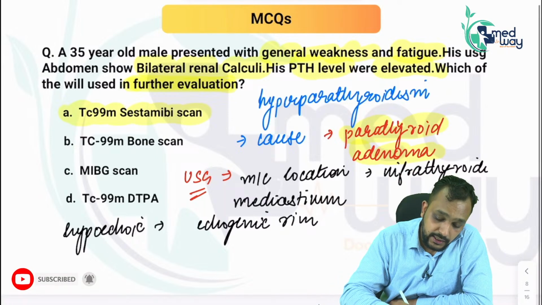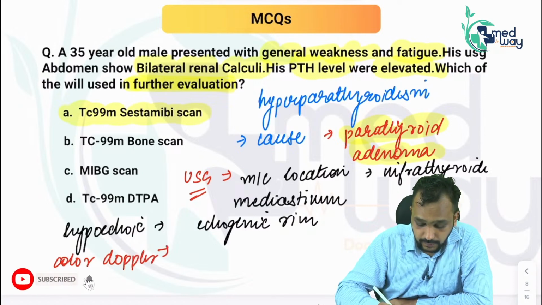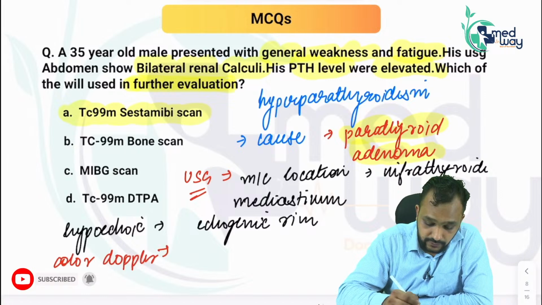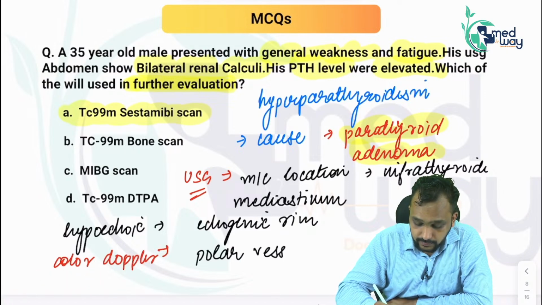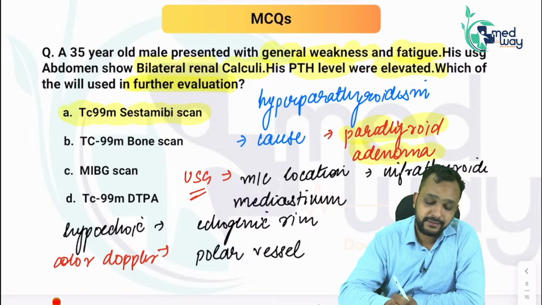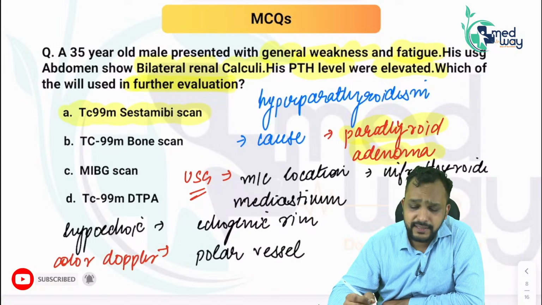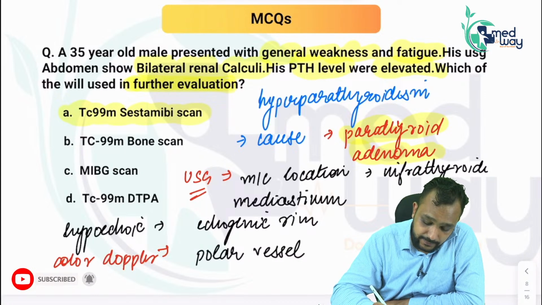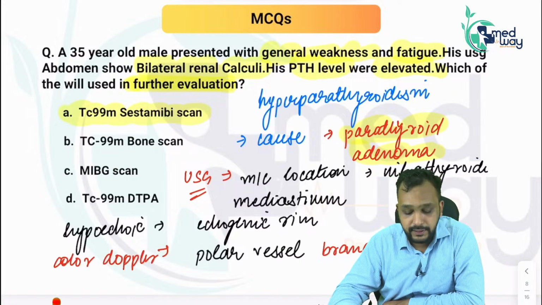If you do a color Doppler scan, you can get a polar vessel sign. So basically this parathyroid adenoma is supplied by a branch from the inferior thyroid artery, and that branch can be seen on the color Doppler images, right?